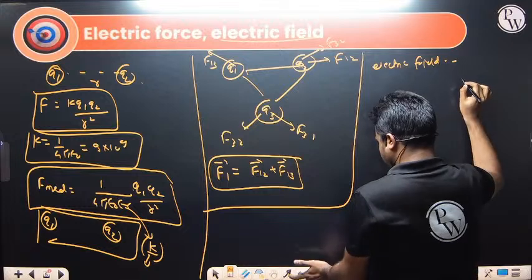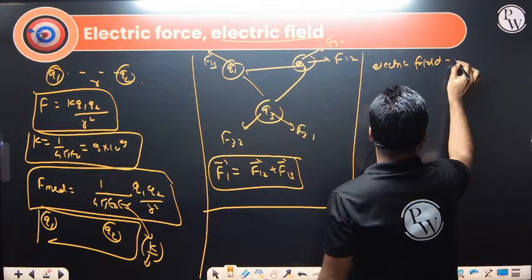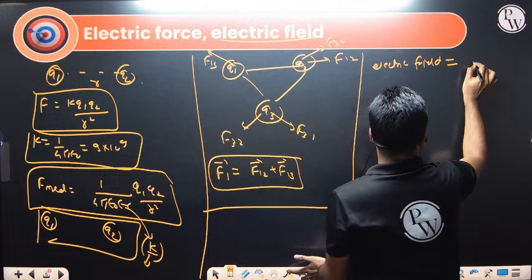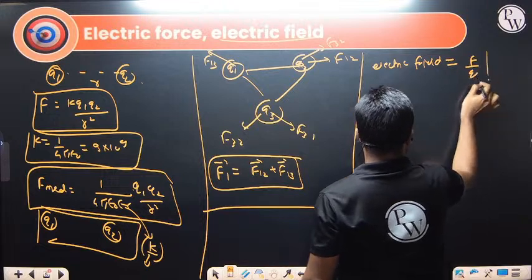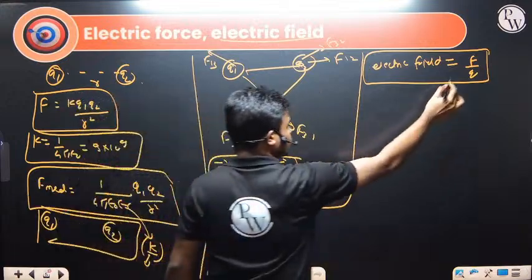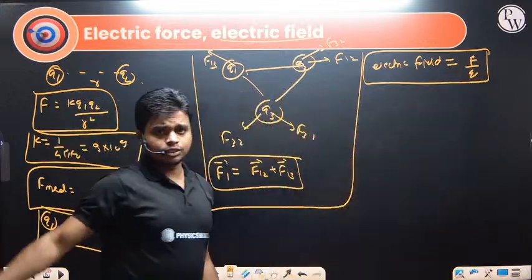Electric field is defined as the force acting on the charge divided by the charge itself. So force divided by charge is what we define as electric field. This is a vector quantity again. We have so many terms over here. Electric field is a vector quantity, that is force divided by charge itself.